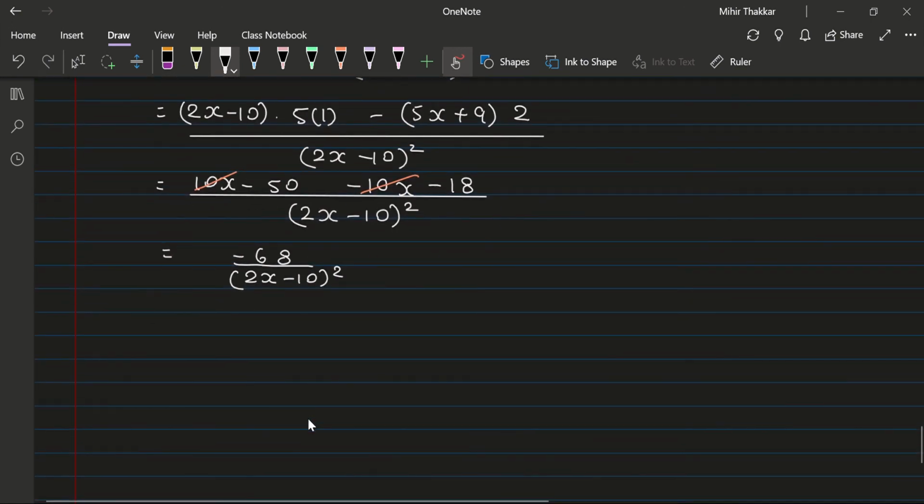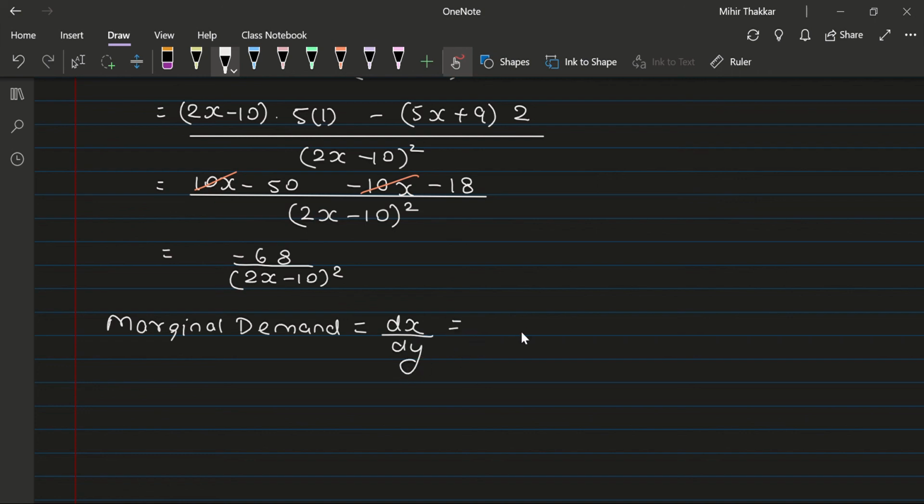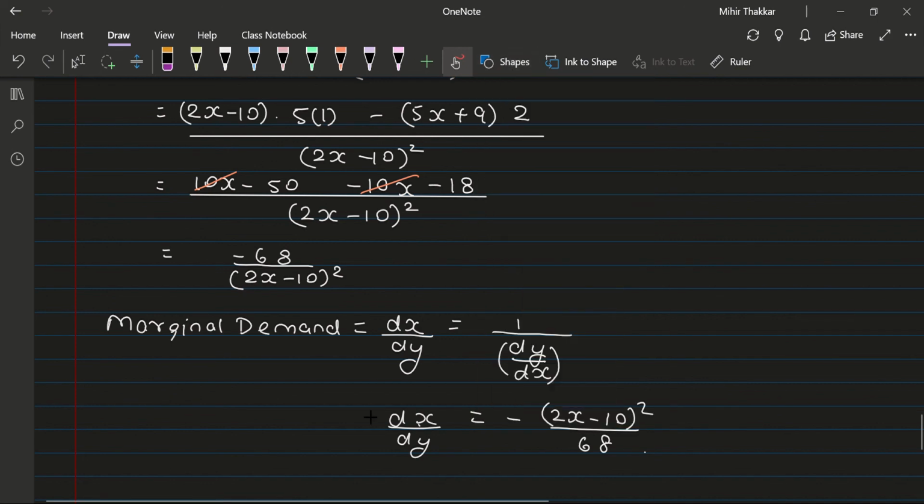But we are interested over here in the value of marginal demand, which is nothing but dx by dy, 1 upon dy by dx. So when I take the reciprocal of this, you can directly write the answer that is allowed in your exams. So dx by dy will be negative 2x minus 10 the whole square upon 68. So that finishes your exercise number 2.